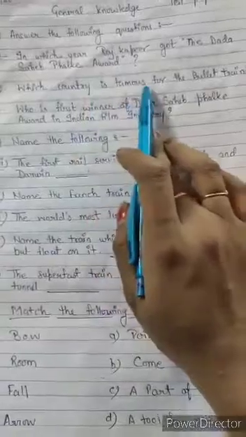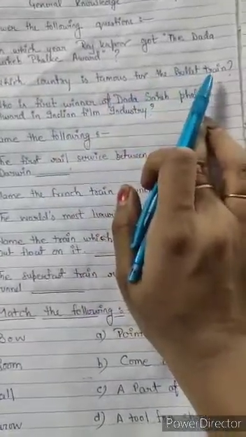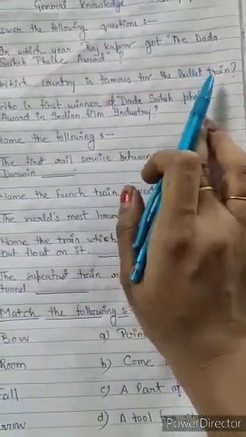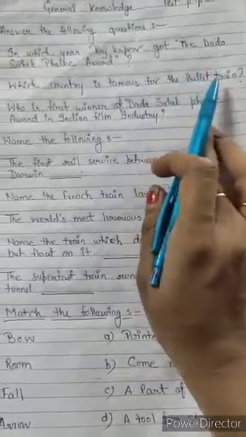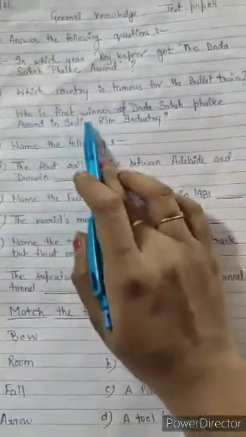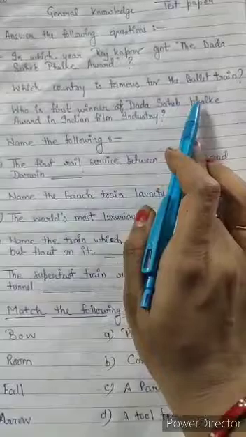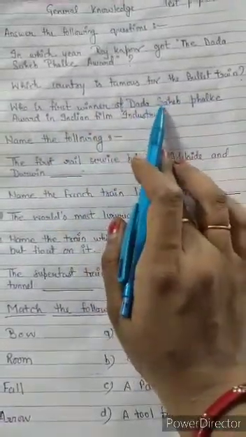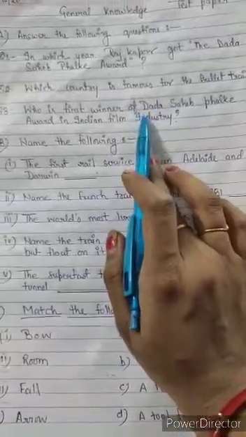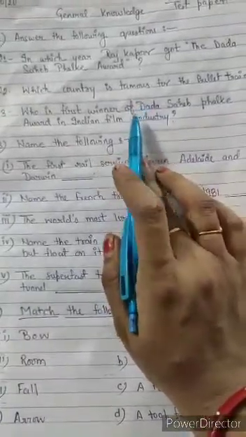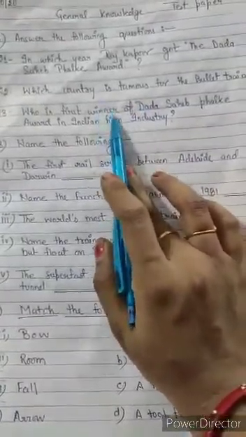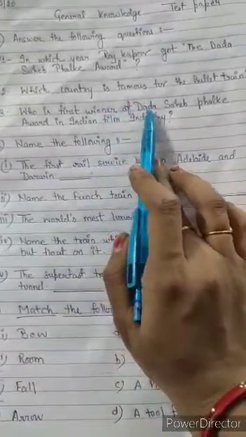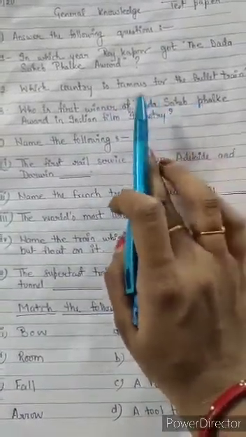Now, which country is famous for the bullet train? You have to write the name of the country which is basically famous for the bullet train. Now, who is the first winner of Dada Saheb Phalke award in the Indian film industry? Again, this question is from that chapter. You have to write the name of the person who is the first person who got this award, that is Dada Saheb Phalke award.